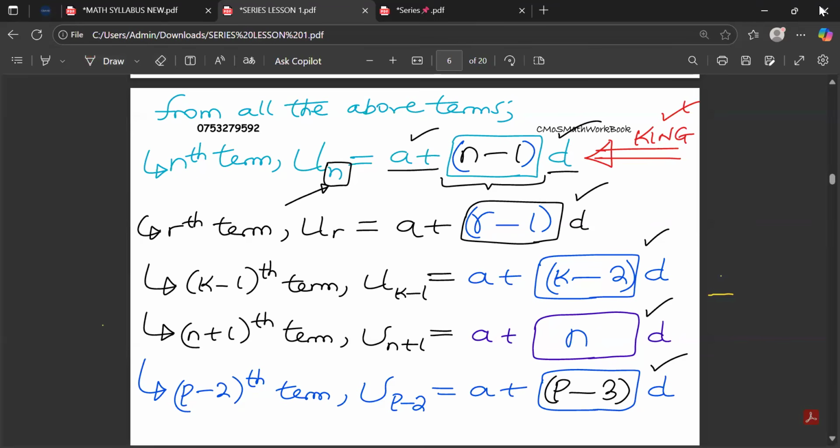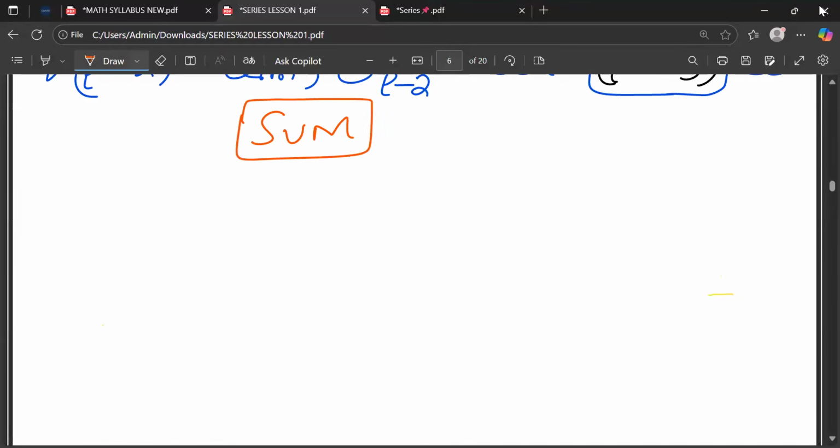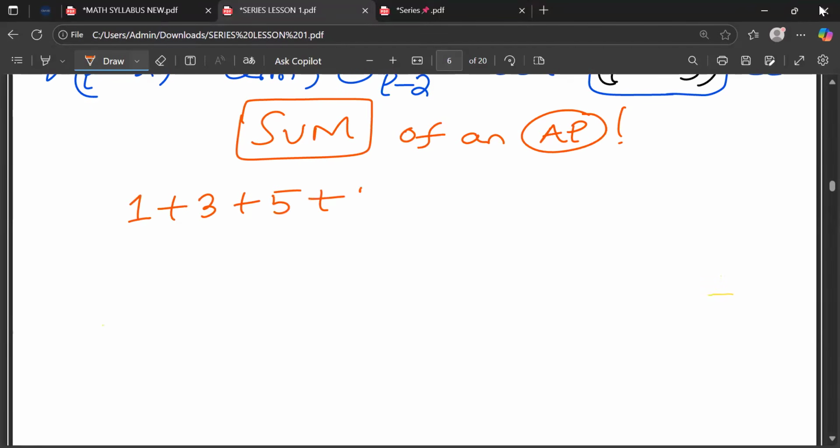Now, you people know common difference, you know first term, second term, you know how to deal with random terms. Now I'm going to talk about the sum. The sum is the most important thing, nothing else. The sum of an AP. There is something I want us to learn today from first principles. That is 1 plus 3 plus 5 plus 7 plus 9.